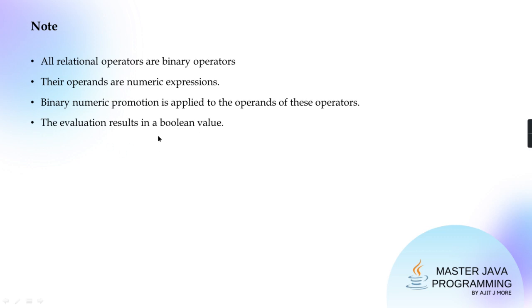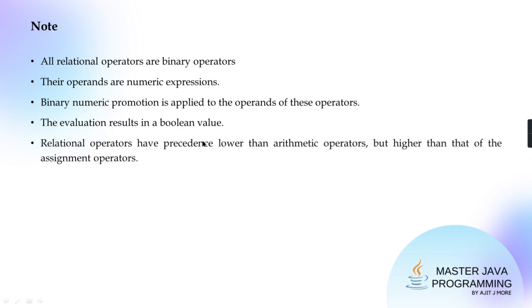And the result is always Boolean. Okay? And about the precedence I told, relational operators have lower precedence than arithmetic and higher than assignment. So all the points I have already told you. Coming to some examples, tell me here.